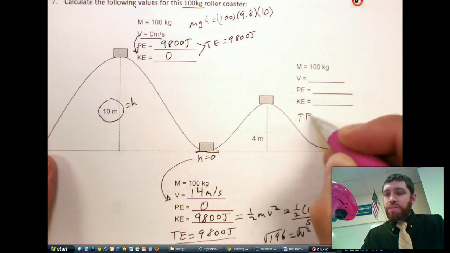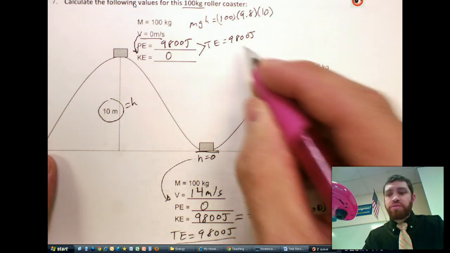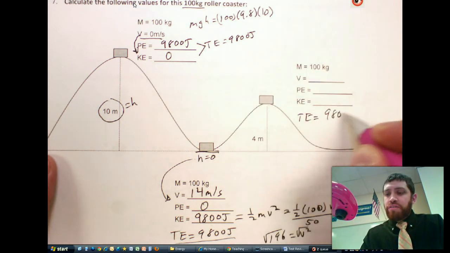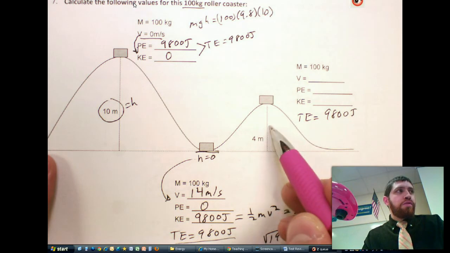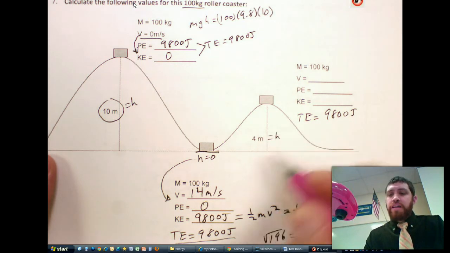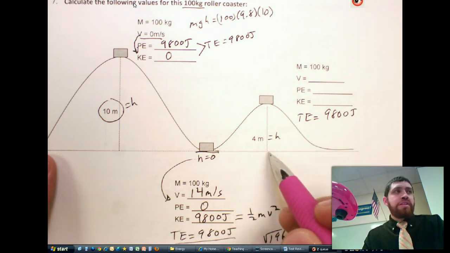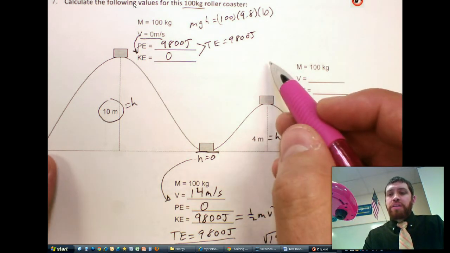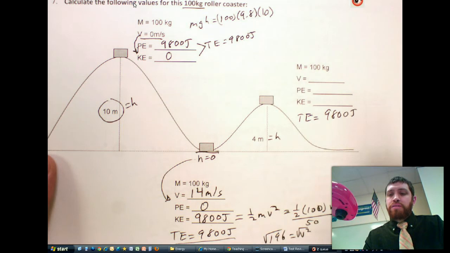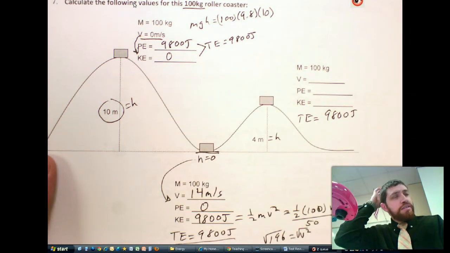Total energy must be the same at all points. 9,800 joules. Total energy. All right. Now, this is only 4 meters. 4 meters is now the height. It's not on the ground, so potential energy is not going to be 0. And it's not all the way at the top again, so we're not going to have all kinetic energy, or all potential energy rather. It's going to be somewhere in the middle.